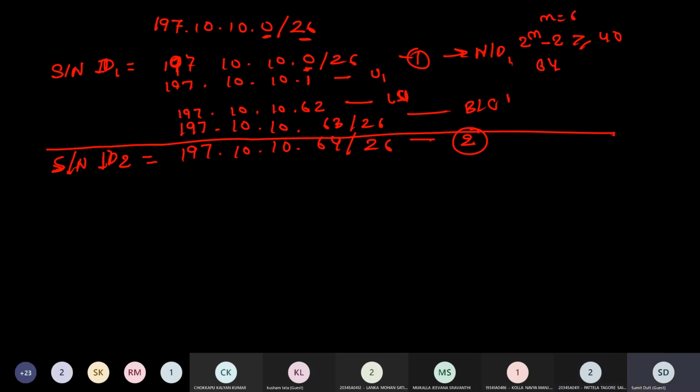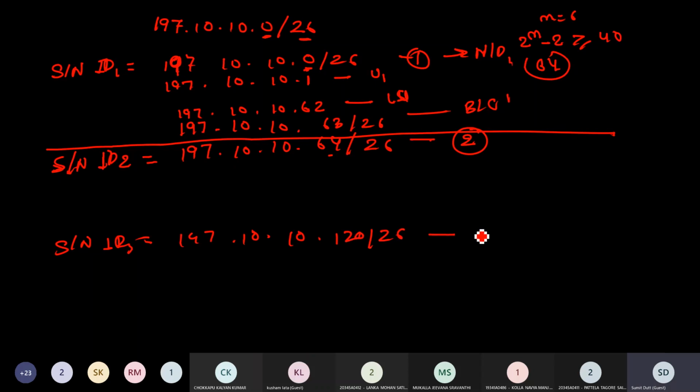I'm just repeating for network 2. How many users are possible? Maximum users in one network is 64. So I just need to add 64 here. When I add 64, my subnet ID 3 will be 197.10.10.128 and the subnet mask will be 26.